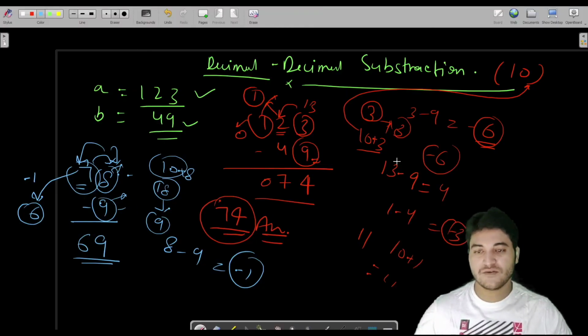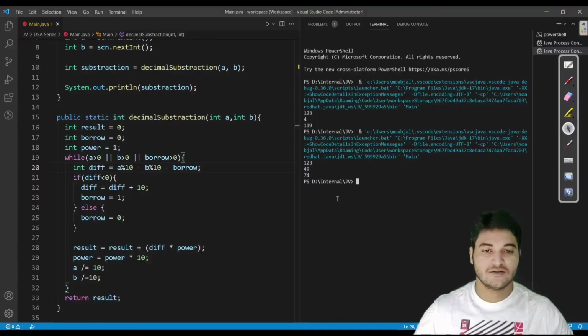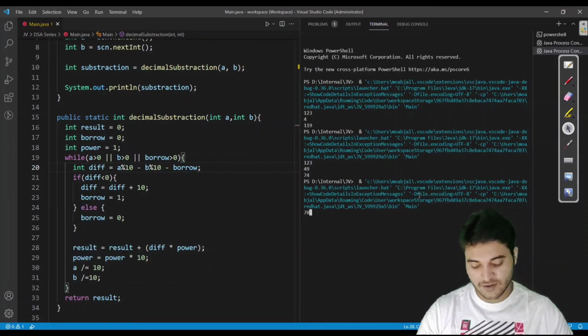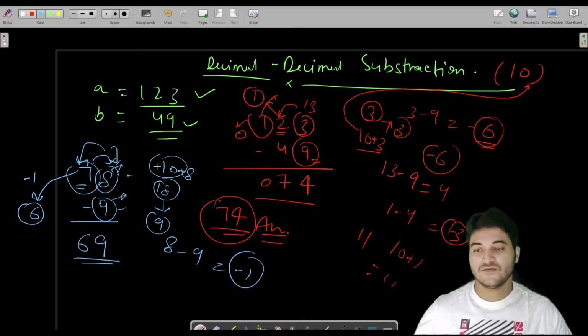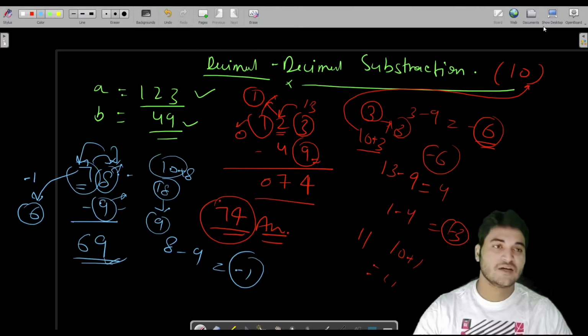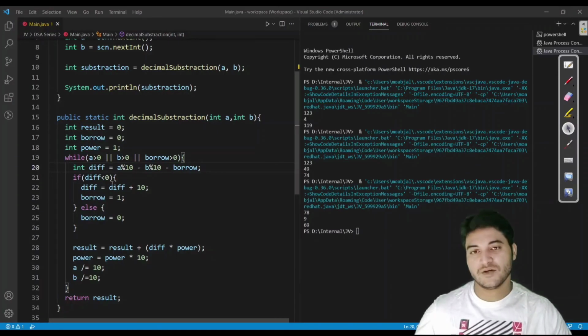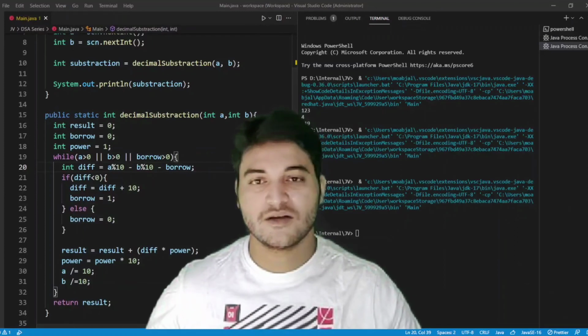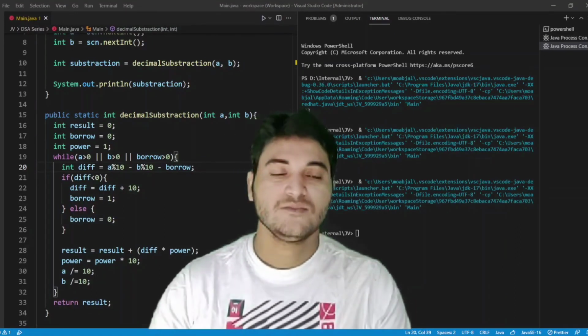Let us check for this one also. 78 and 9. So we are getting 69, which is this one also. That means our program is working fine for decimal numbers, and in the next video we would convert this particular program into binary numbers also.